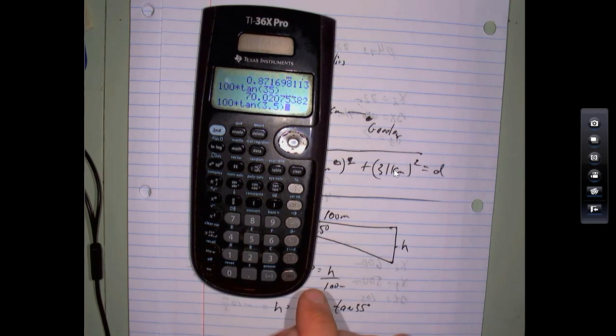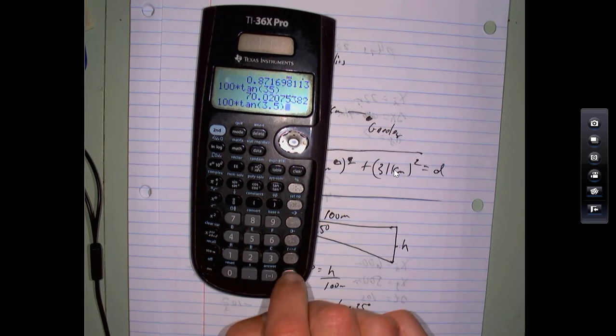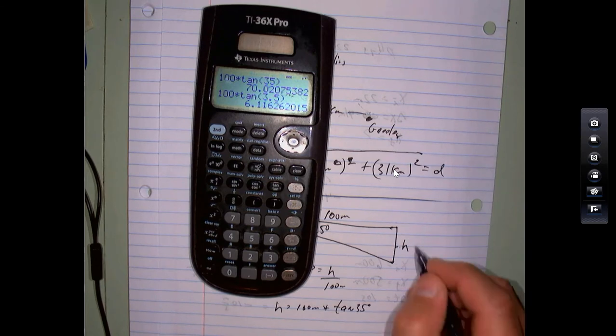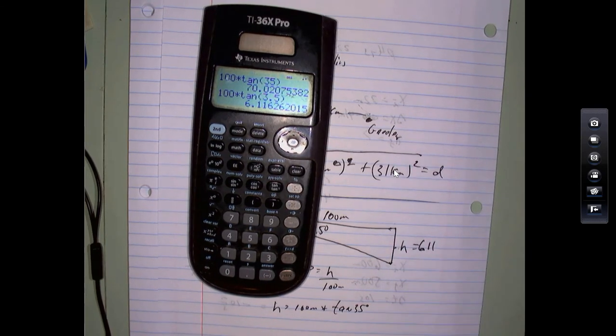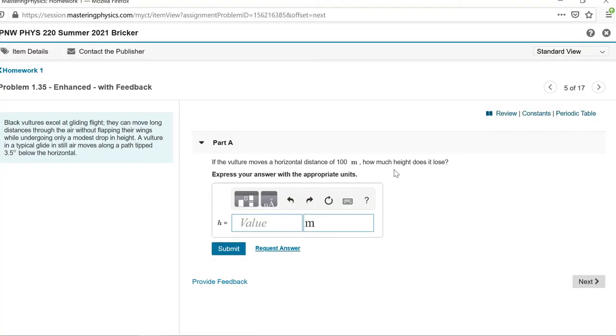So do answers make any sense? This is a good way to catch yourself. All right, that's better. 6.11 is the answer for this one, and it's in meters. Okay, good. So a little trick. If an answer doesn't make any sense, go back and check your work. So let me actually enter this. I got 6.11. Let me just show you what happens if you put 6.11.